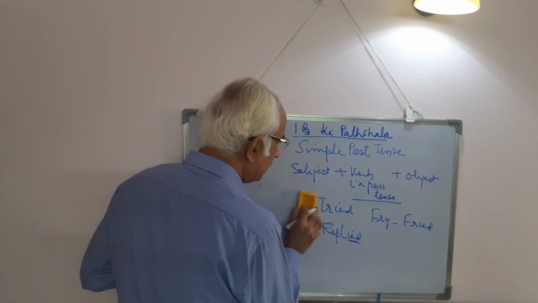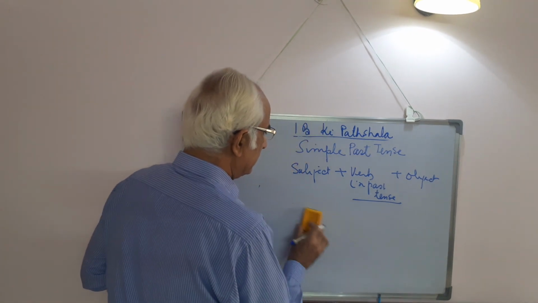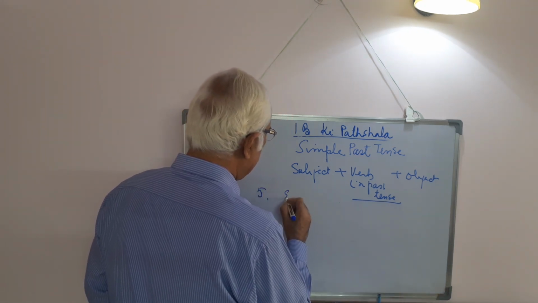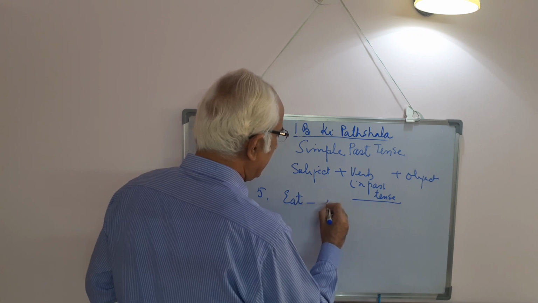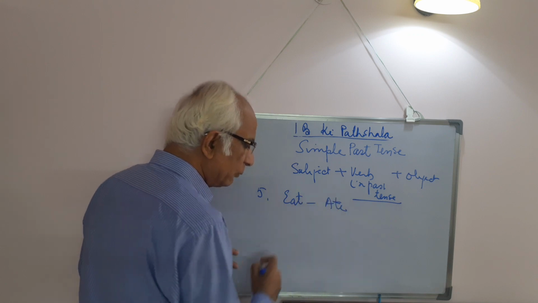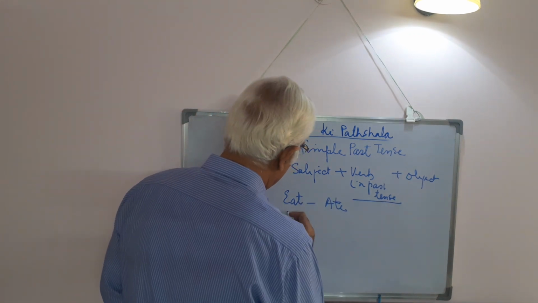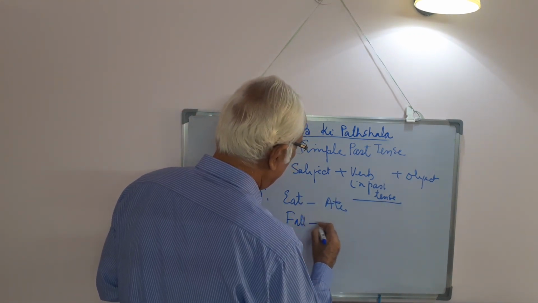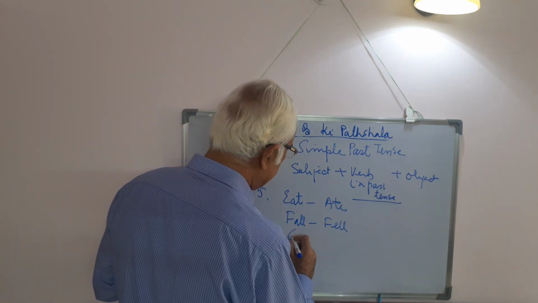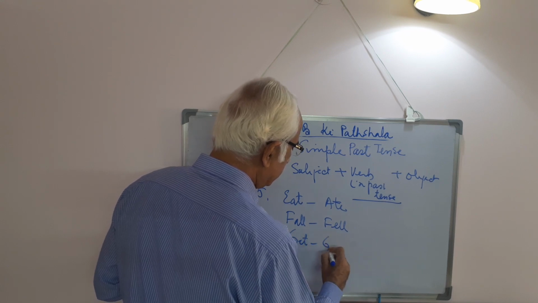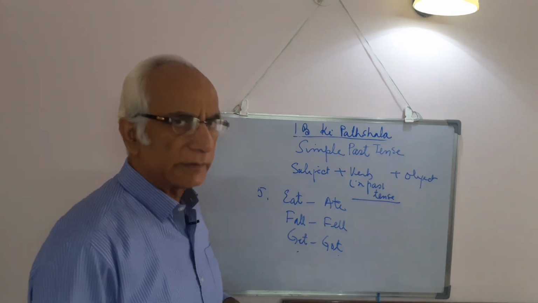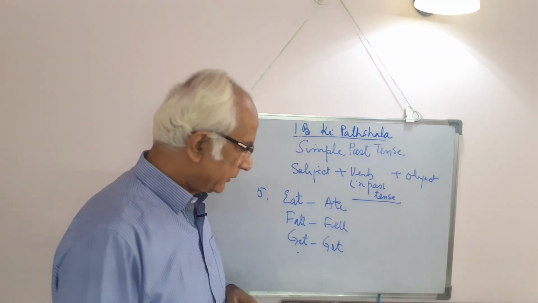Fifth is we have a new word. Eat. The past tense is ate. It is a new word. It is a different word. We are not changing this word. We are using a different word. Fall, fell. Get, got. So we are using a different word. Okay?